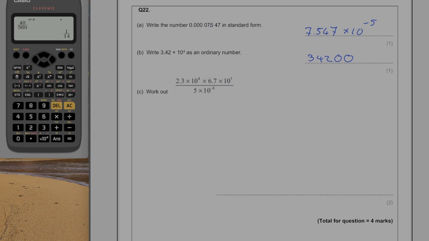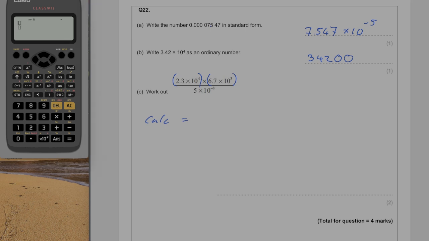Part C, work out. I'm going to use my calculator for this because we can do this just by typing it into our calculator. So if I type in a fraction, and I'll put these in brackets just to make things a bit more straightforward. So that's my first number in standard form times by my second number in standard form. But before I press equals, I'm going to make a rough estimate of the answer. So that should be typed in correctly. I'm just double checking my numbers.